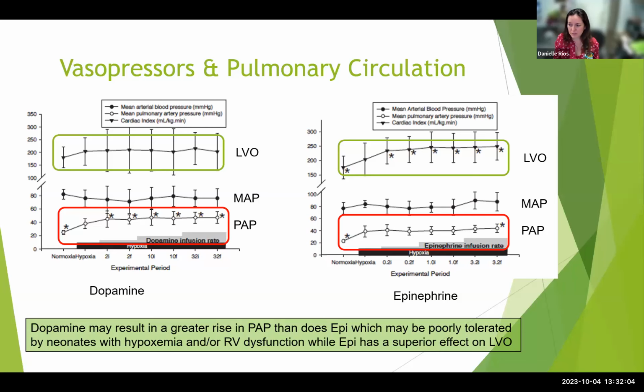Whereas epinephrine at a higher infusion rate, so at 0.1 mics per kilo per minute, which is higher than we normally use in our patient population, did increase, but did not increase pulmonary pressures to the same extent. And you can see up on the top that it actually had a change in LVO, whereas you didn't see that in the dopamine-treated babies, piglets.